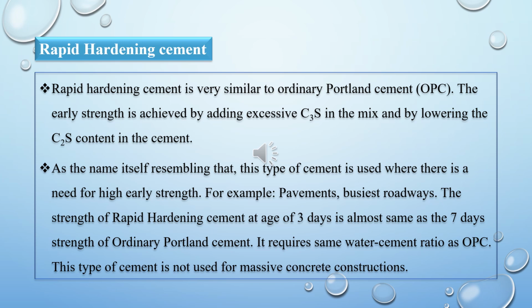So students, in this we have discussed just 2 points. First one is, if you increase the C3S and lower the C2S, then rapid hardening cement is formed. Then rapid hardening cement is used for the busiest roadways, and then we have discussed that rapid hardening cement has strength after 3 days like the ordinary Portland cement has strength after 7 days.